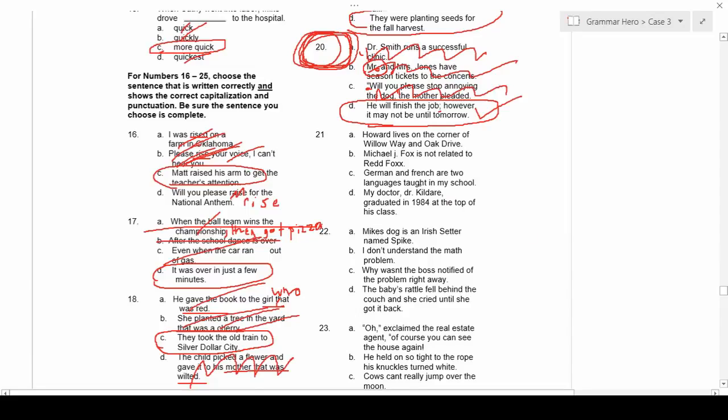21. "Howard lives on the corner of Willow Way and Oak Drive." We got proper names, proper nouns capitalized, namely street names, so this is good. I'm going to mark this one, and if I find another one that may be correct, I'm going to have to decide which of the two is going to be the best option. "Michael J. Fox," you have to capitalize middle names. "German and French," you have to capitalize French, F. "My doctor," you have to capitalize the D in doctor. So it turns out this one is the most correct answer.